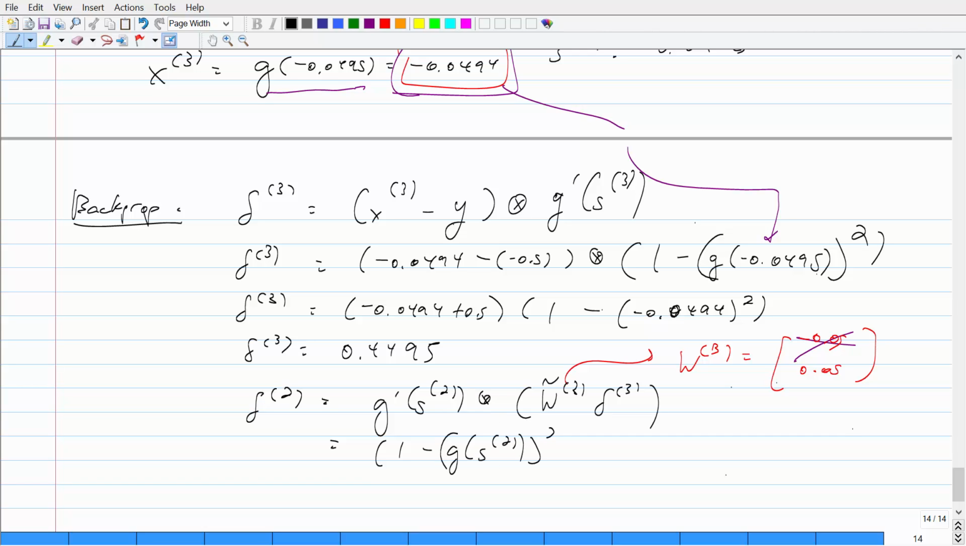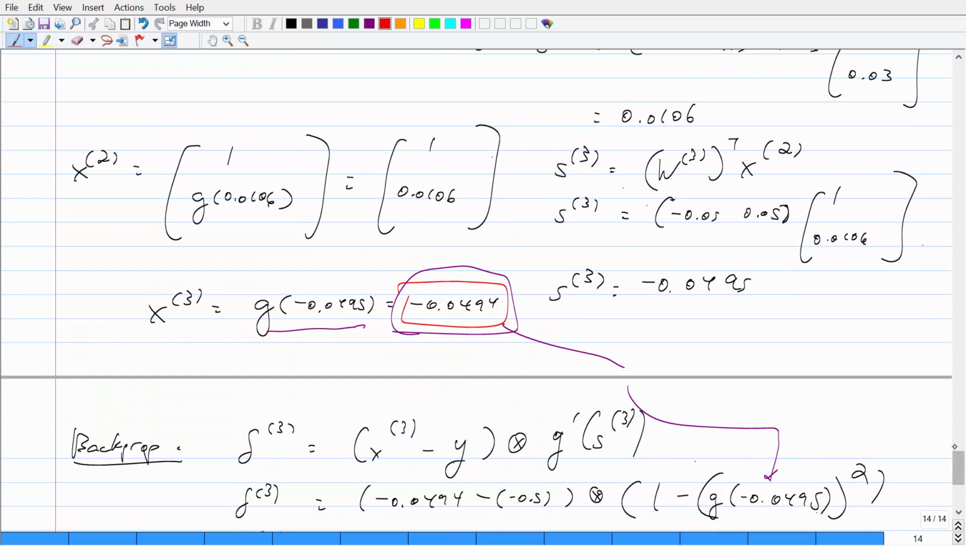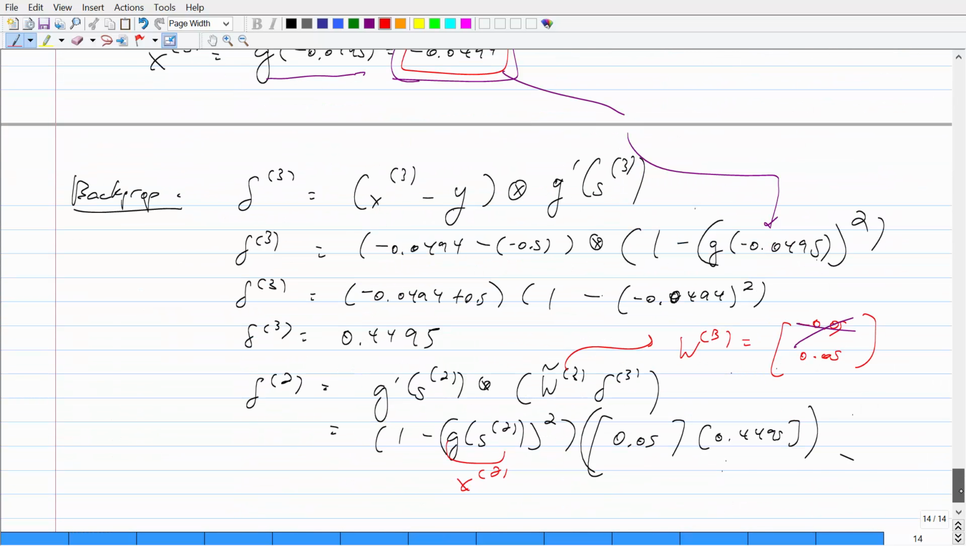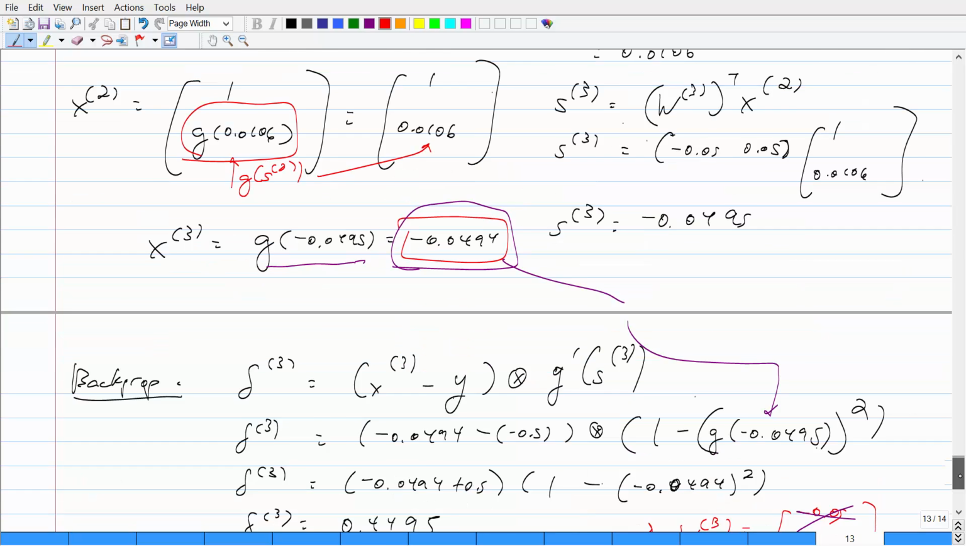And then we have 0.05. We remove the first row, and delta 3 was 0.4495, which we calculated already. This is simply equal to x of 2 like we did before, without the bias. S of 2 was equal to this right here. This is g of s of 2, which in this case is just 0.0106.